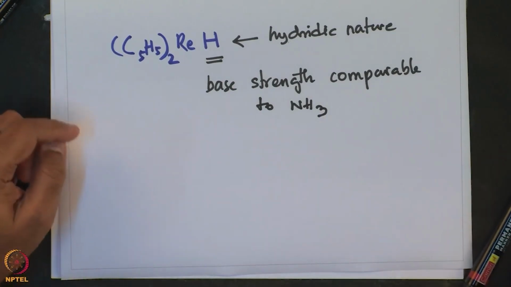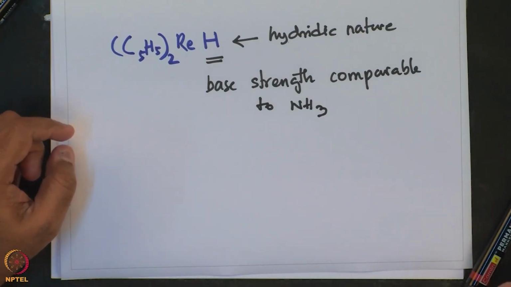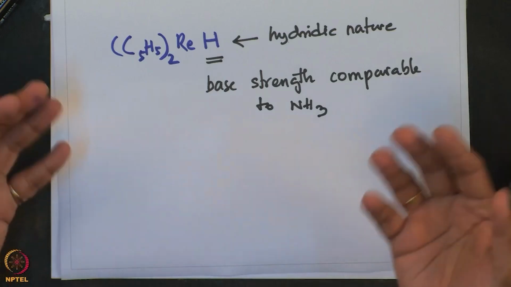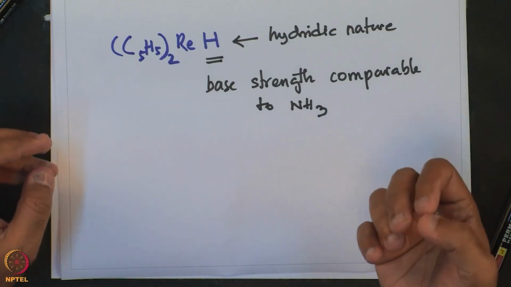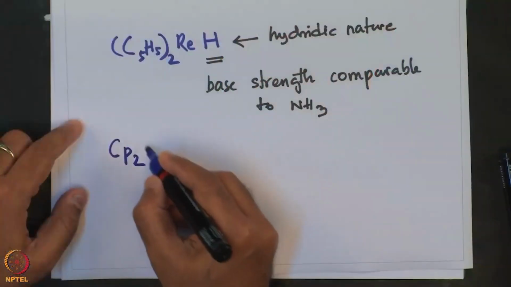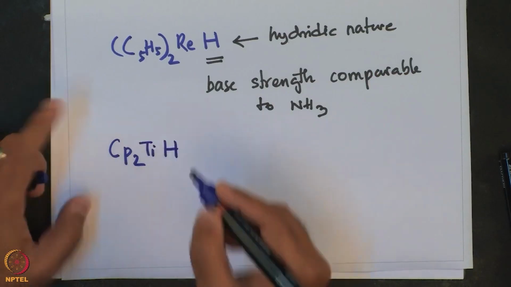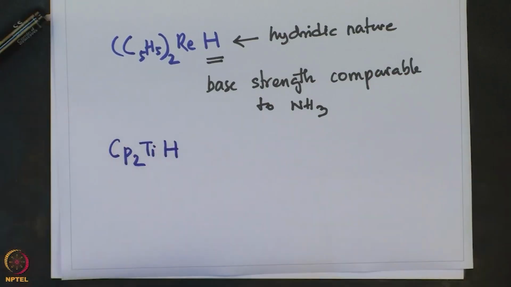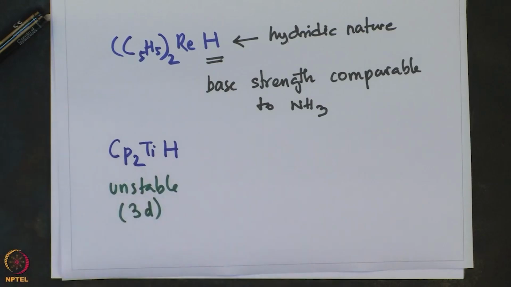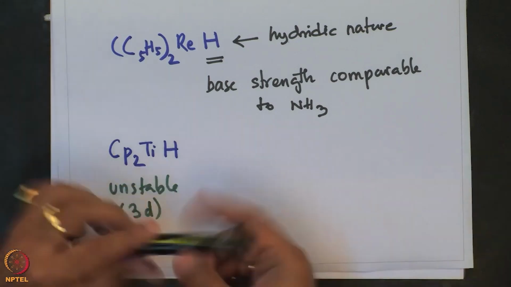Another interesting thing is the reactivity of this metal hydride, and because of the reactivity one can see isolation of very unstable compounds, and such an example happens for this 3d metal hydride of titanium. So, for example, Cp2 titanium hydride is unstable, primarily because it is a 3d metal, and similarly the BH3 molecule also is unstable.